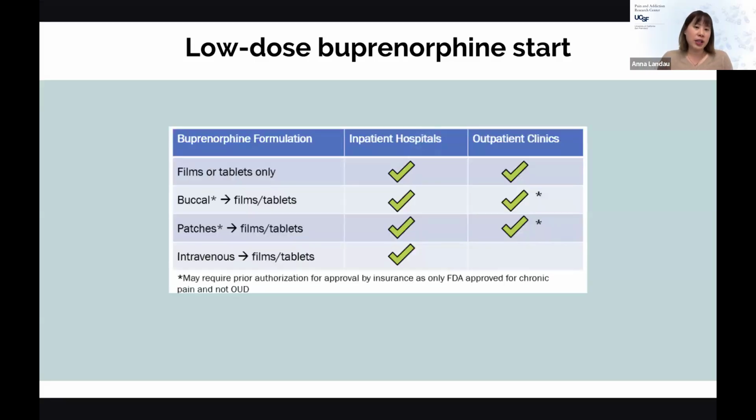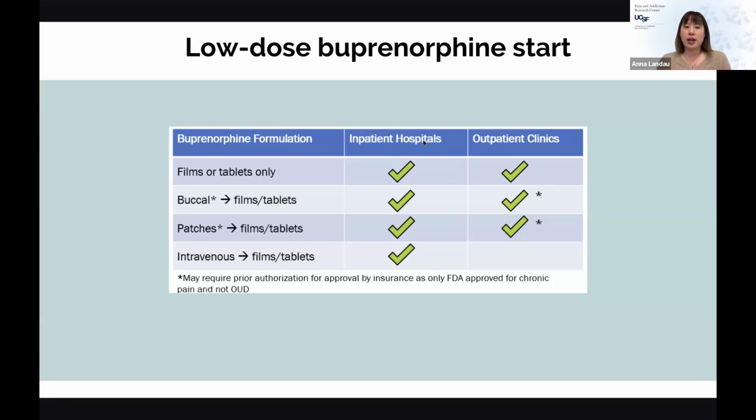I will mention that the formulation depends on the setting that you're in. Buprenorphine has many different formulations, as you may know. There are the films and the tablets. There are also buccal formulations where you place it inside the cheek and let it absorb. There are also patches, and there's also intravenous buprenorphine. All of these formulations we use pretty interchangeably in the inpatient setting. They all have their different uses, and I'm happy to go through that more if anybody's interested, because we're focusing mostly on outpatient talks. Practically speaking, only the films and the tablets are available in the outpatient setting.